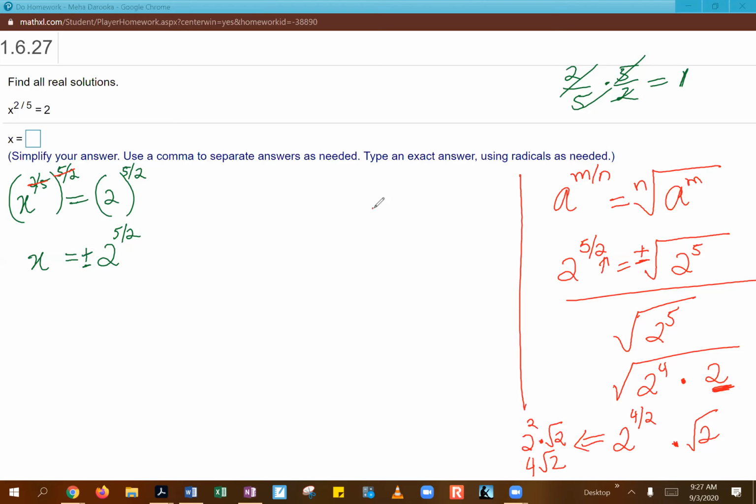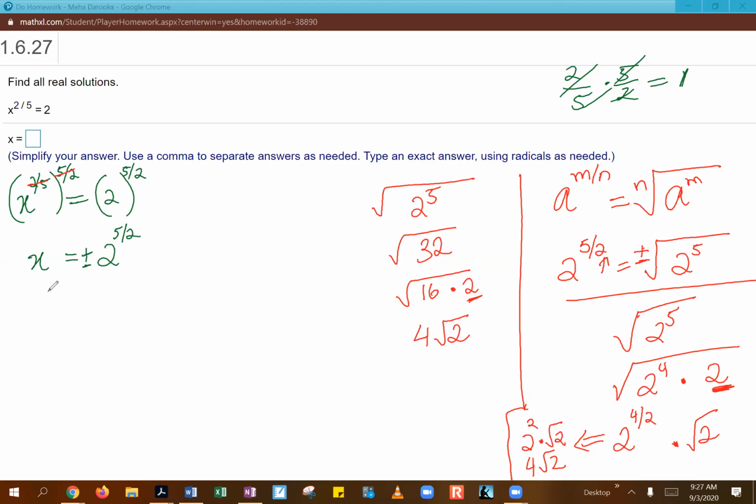If you're not comfortable doing it that way, then just start out by figuring out what 2 to the 5th power is, which will end up giving us 32. So we have the square root of 32. Break that down just like you would be simplifying a radical. You can rewrite this as 16 times 2. The square root of 16 will be 4, and that 2 stays inside the radical. So whichever way you want to simplify this, it doesn't matter as long as you are simplifying your radical over here.